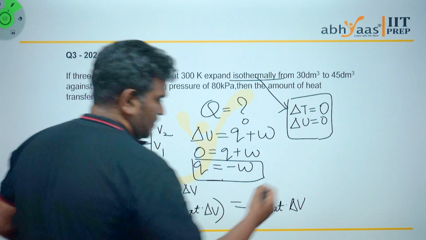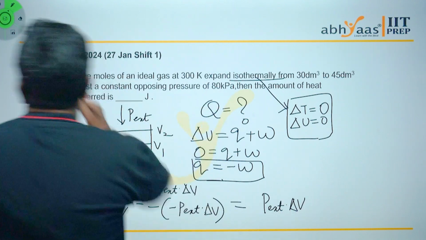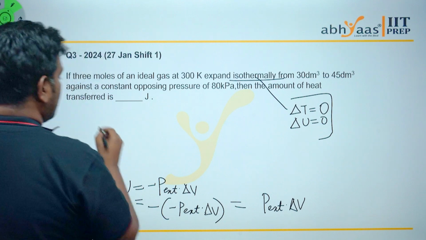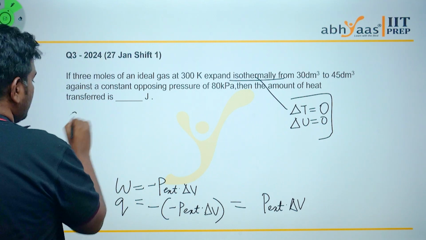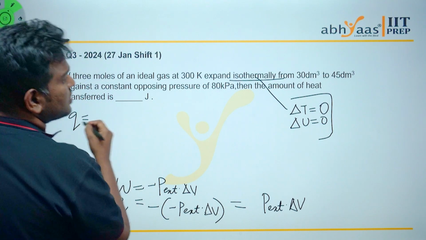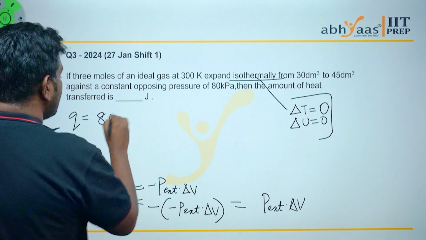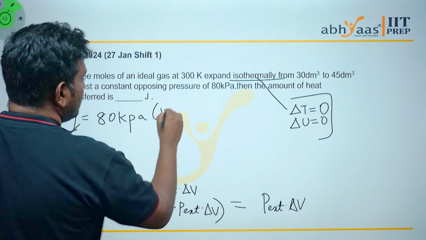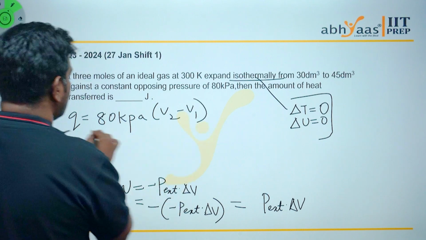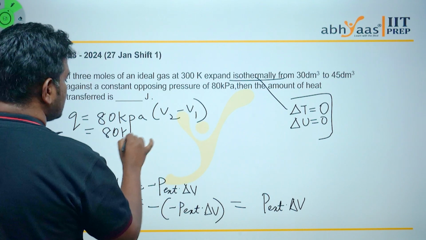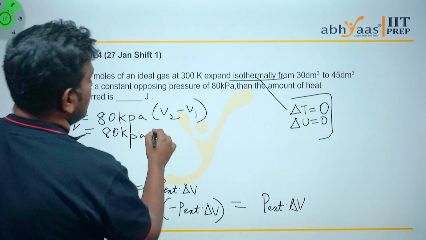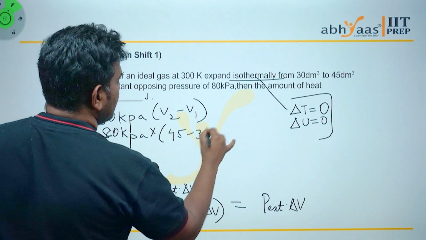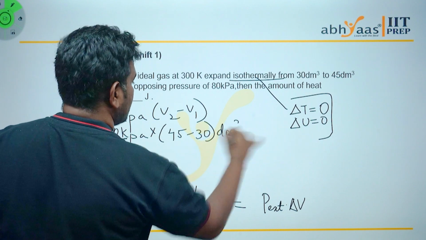So here, what is pressure? I will just erase this particular part. What is this particular pressure? So Q is equal to P external, which is given as 80 kilopascal, into delta V. Delta V means V2 minus V1. So you are having 80 kilopascal into V2, 45 minus 30 dm cube, right?